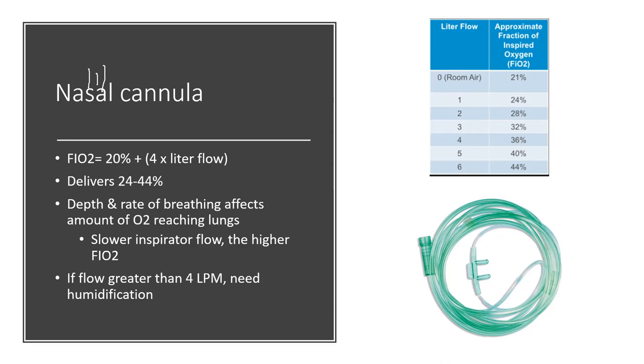Is that clear? So if I give you 3 liters of oxygen by nasal cannula, what percent are you breathing? If I give you 3 liters of oxygen, okay, very good. So your FiO2 becomes 32%. Okay? So a humidification device is recommended on deliveries that are greater than 4 liters per minute to ensure humidification of the dry inspired gas.